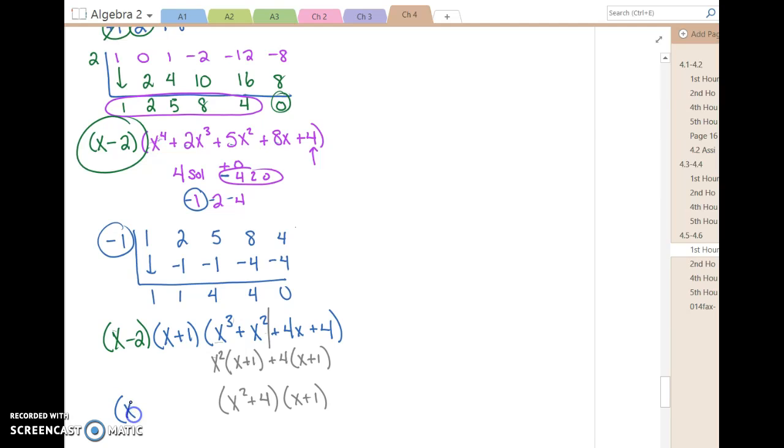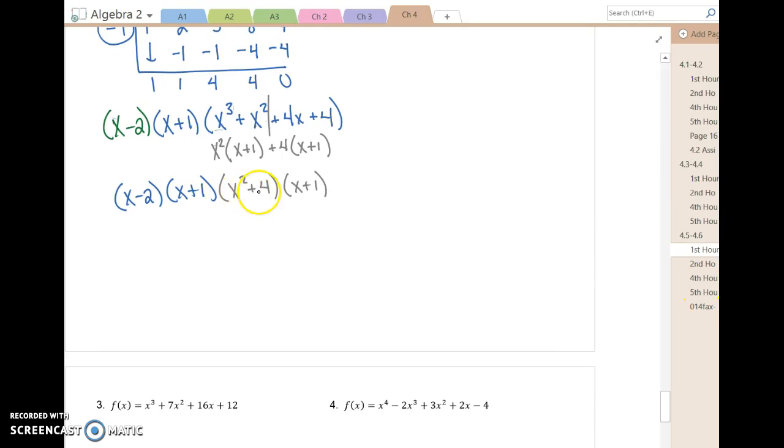So in front, we still have x minus 2 and x plus 1 from all of this work that we did up here. This is now the fully factored form. We can't factor x squared plus 4 anymore. So now let's look at our solutions. X minus 2, that factor, gives us a solution positive 2. X plus 1 gives us a solution negative 1. X plus 1 gives us a solution of negative 1. So negative 1 is doing double duty here.